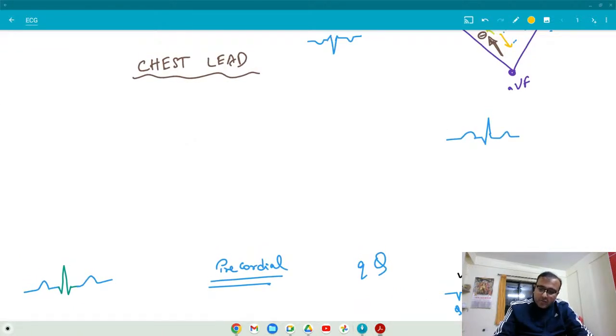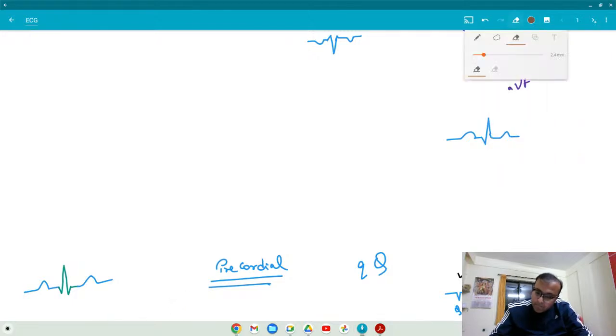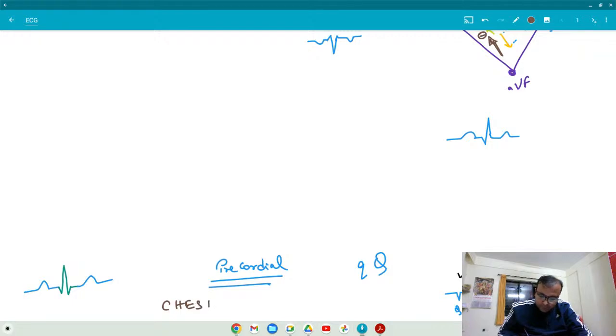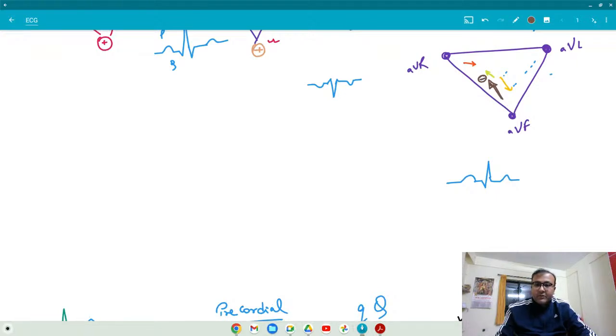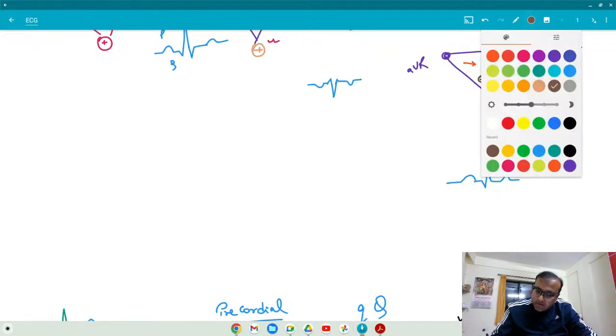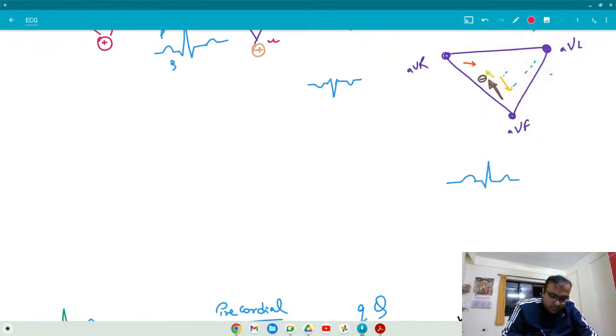So you should understand one thing. Let me remove this. We have discussed the chest leads here. These are the chest leads. So let me summarize both the things, whatever we have discussed above and whatever we have discussed below. Let me draw a very, very simple heart for you. So this is our beautiful tiny heart.